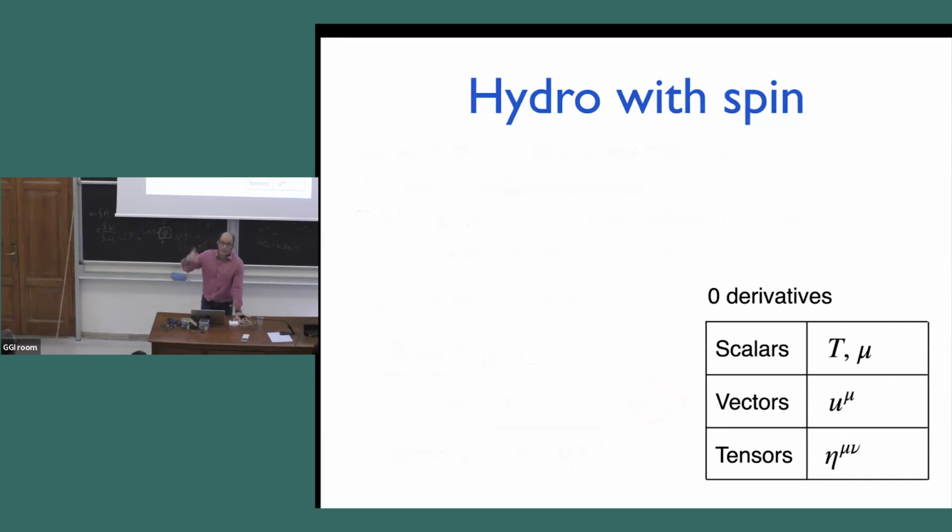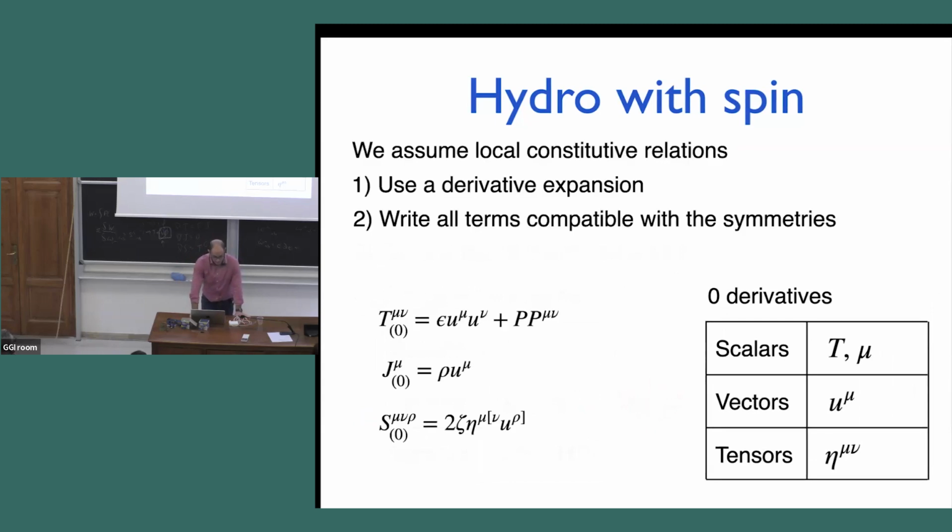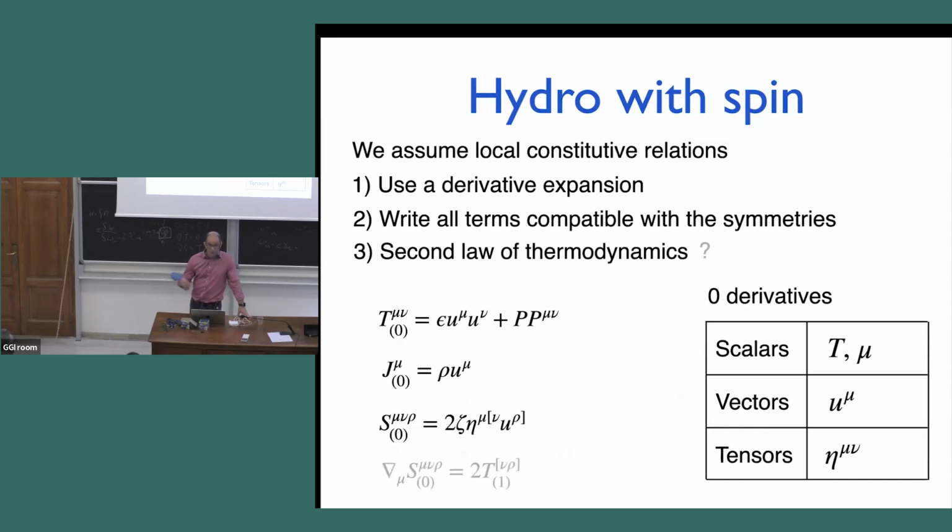And once we do that, we have to again work through everything we did before. We assume local constitutive relations, derivative expansion, and write down all terms that are compatible with the symmetries. Now that we didn't impose the third law yet, we have this extra term that I think you guys maybe wanted to see. The next thing we do is impose the second law of thermodynamics, assuming the equations of motion are satisfied. Now, if the equations of motion are to be satisfied, we need this extra equation. So in order to work consistently in a derivative expansion, we need to expand the stress tensor, the symmetric part of the stress tensor, the current, and the spin current to zero order in derivatives, and the antisymmetric part of the stress tensor to first order in derivatives. That way we can get a consistent set of equations.